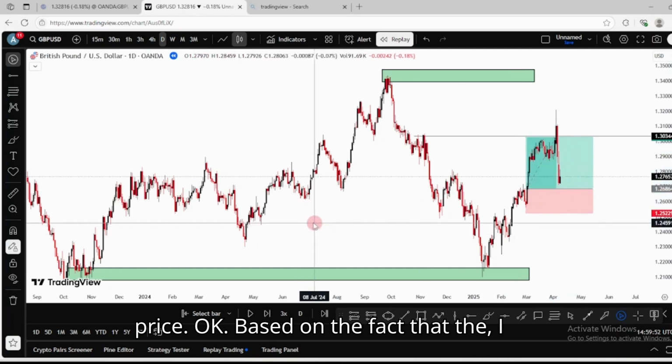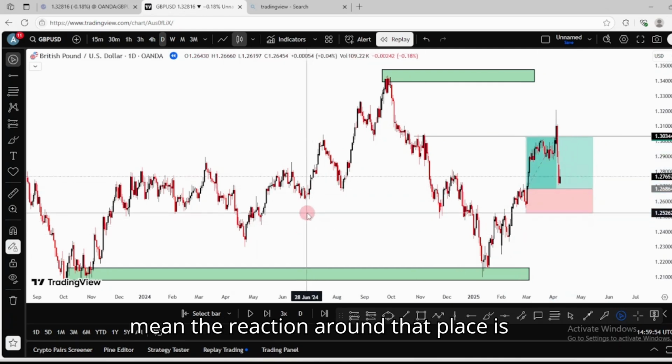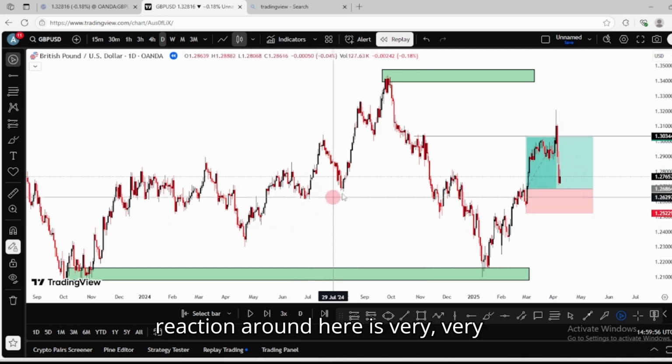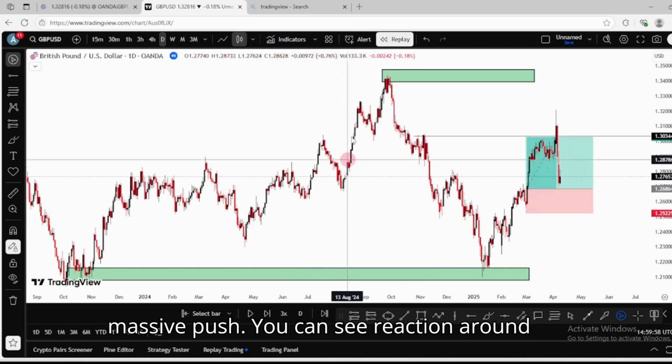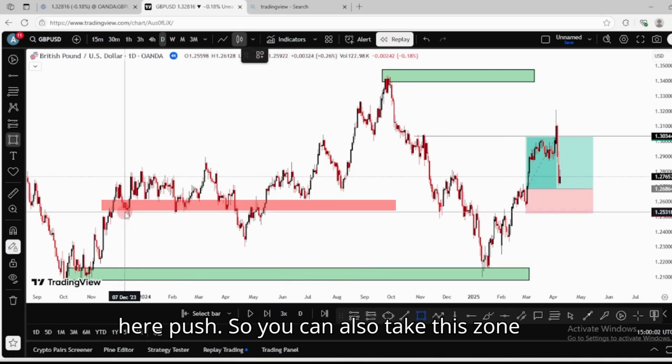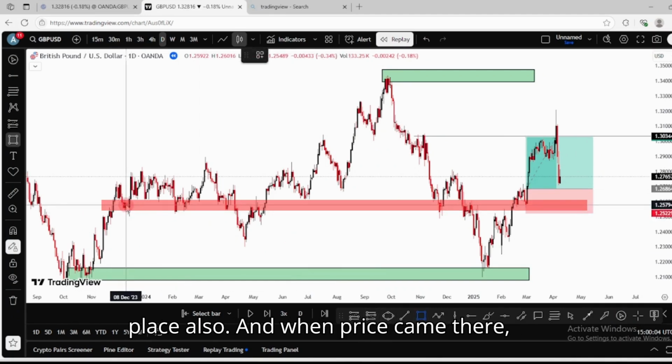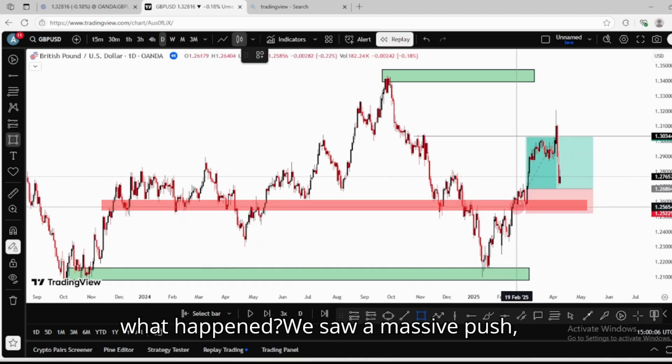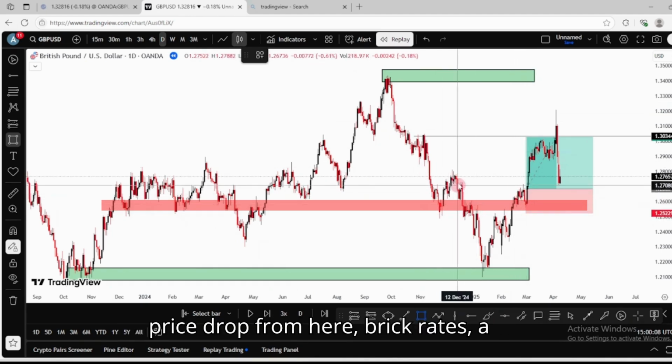Okay, based on the fact that the reaction around that place is very, very massive. You can see the reaction around here is very, very massive. Push. You can see reaction around here, push. So you can also take this zone here to be a massive key zone around this place also. And when price came there, what happened? We saw a massive push. Price dropped from here, break, retest, a drop.